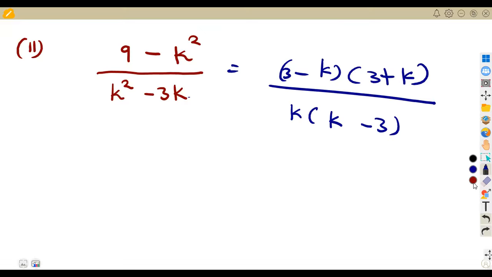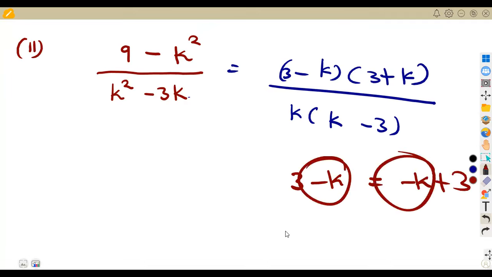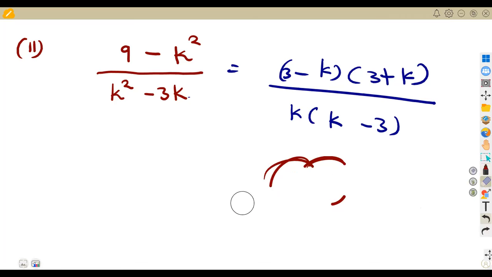Why? Here k is carrying a negative, and here it's carrying a positive. 3 is carrying a positive here, and here it's carrying a negative. So they're different. 3 minus k is equal to minus k plus 3. If it was that way, the minus k is still the same and the 3 is still the same positive, but here they are different. So you're supposed to factor out this and that.